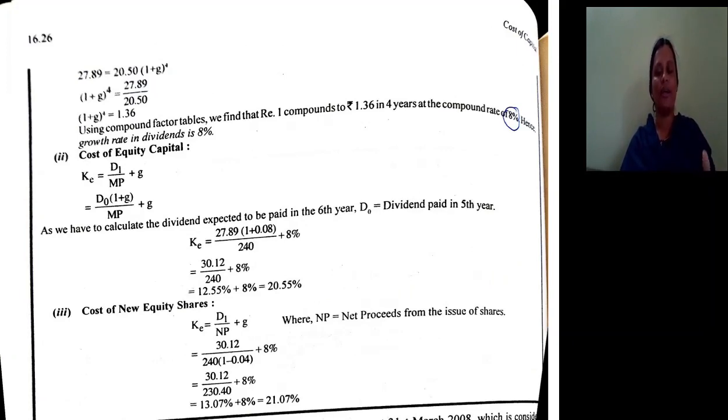We know that D0 for us is the 5th year dividend. We want to know the 6th year dividend. So the 5th year dividend into (1 plus 0.08) will become the 6th year dividend, that is 30.12, divided by the current market price of 240, plus 8%. The answer is 20.55. Now, cost of new equity.